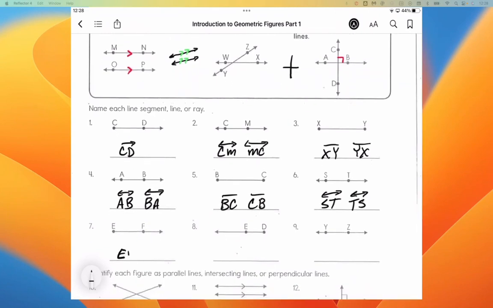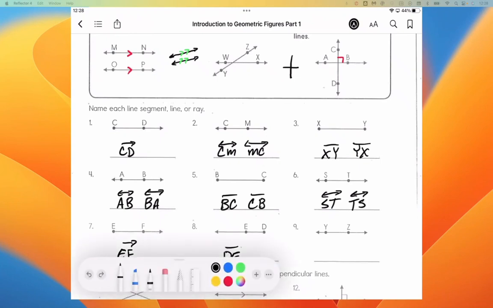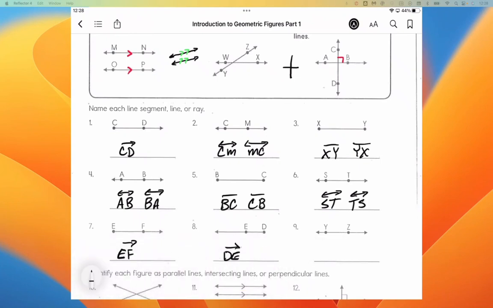EF is the only name for this ray. DE is the only name for this ray. That's where the arrow should be. Even though the ray is pointing to the left, our symbol always points to the right because we read left to right. So this one can be YZ or ZY.